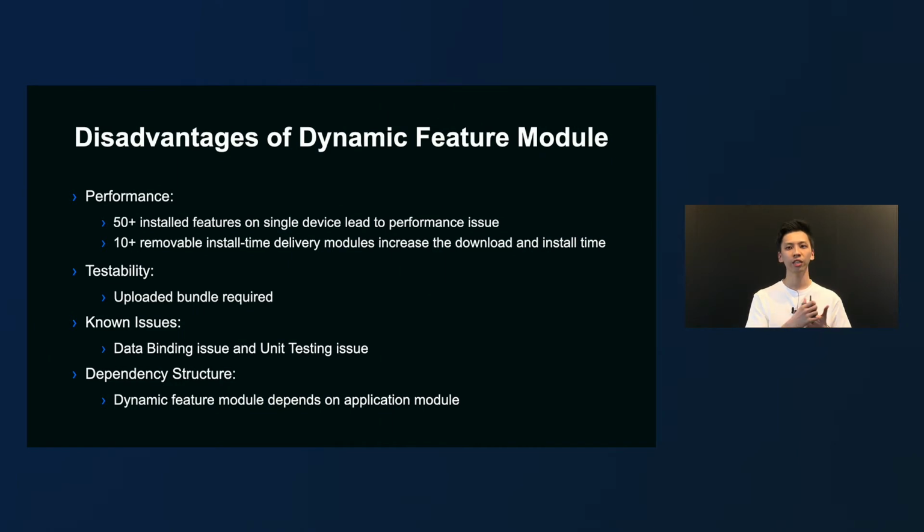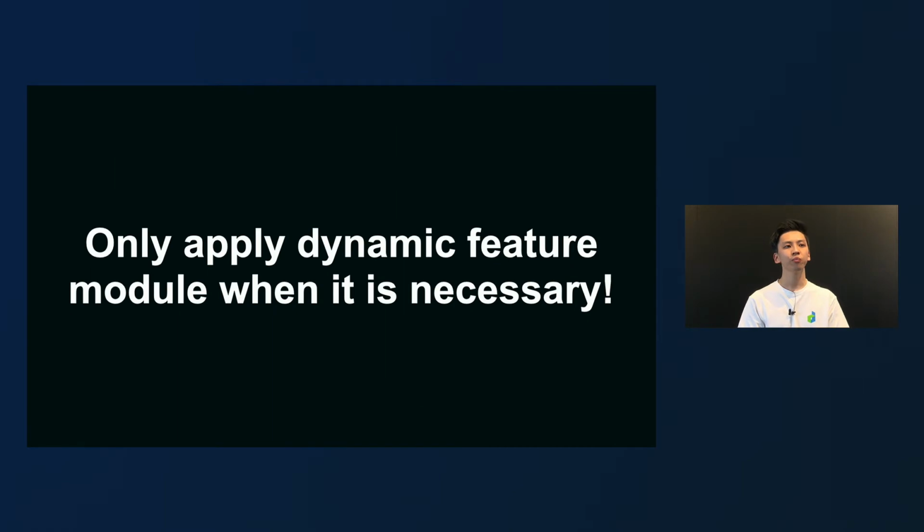And the last area is the dependency structure. Because the dynamic feature module depends on the application module, it gives some unnecessary dependency. So the developer can make mistakes by creating high coupling and low cohesion code. It's hard to maintain later. So we should only apply the dynamic feature module when it's necessary.